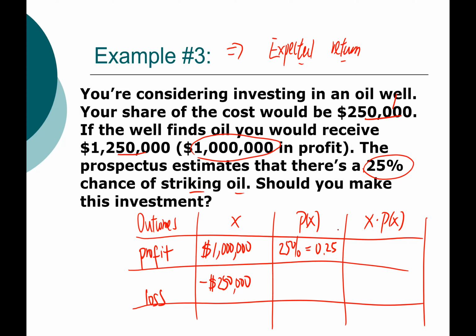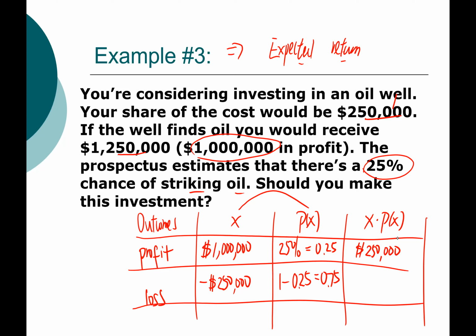In order to make a profit, you have a 25% chance, which is 0.25. And if you lose, the chance of making a loss will be 75%, the complement. You either win or lose. So using 1 minus total probability, 1 minus 0.25, 0.75. Okay, then next step, you multiply the x by P(x). So 1 million times 0.25, that's 250,000.